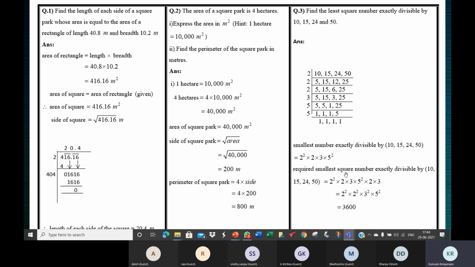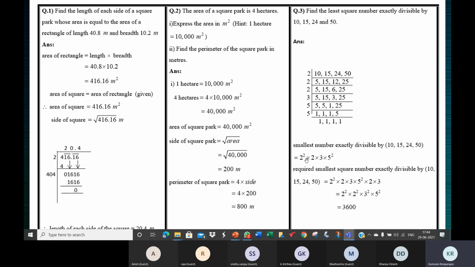The required smallest square number. This is the smallest number. The smallest square number will be, now 2 and 3 don't occur in pairs, because we know if a number has to be a perfect square, every prime must happen in doubles. So you can see from the factors here that 2 and 3 stand alone. So you need to multiply by 2 and 3, one more 2 and one more 3.